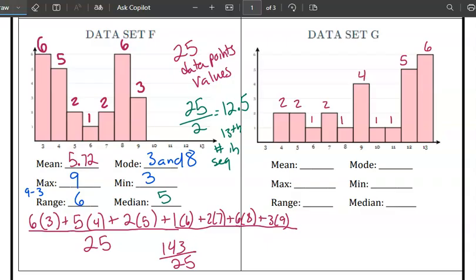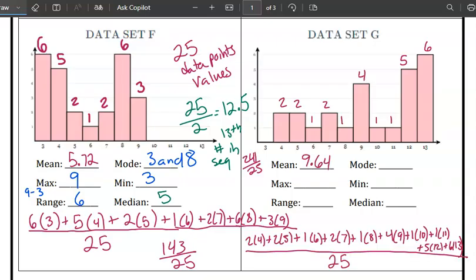Pause the video and find the mean of this data set. The mean is 9.64. You would add up all of the values in the histogram and divide by the number of things, which is 25. Pause the video and identify the mode, the max, the min, and the range.